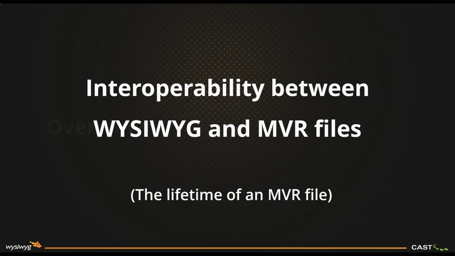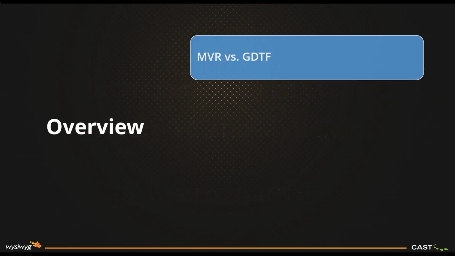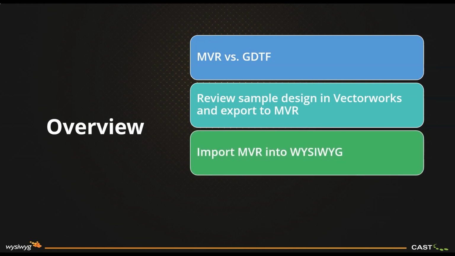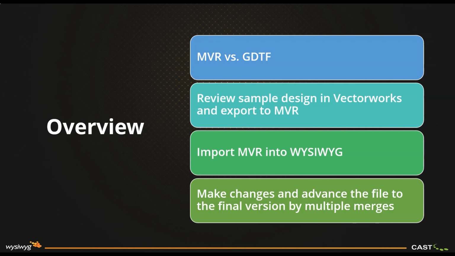I'll start by reviewing the difference between MVR and GDTF so everyone has a good understanding of this, then move on to quickly look at how our sampler file starts its life in Vectorworks, export an MVR of that, import that MVR into WYSIWYG, modify it there, export it again, bring it back into Vectorworks for further changes, merge those changes back into WYSIWYG, and so on until we have a final version.